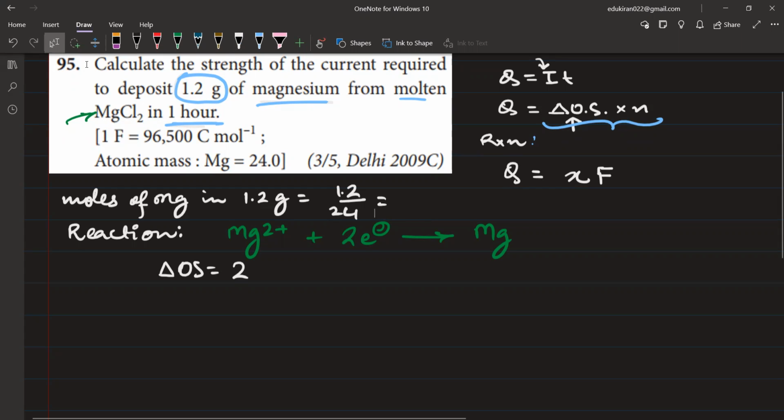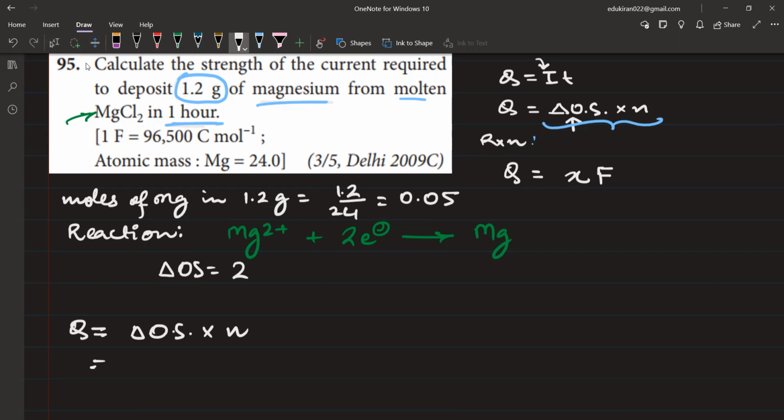It will be 0.05, I think. Yes, sir, right, 1/20. Q is 0.05... 0.1, yes, Q will be 0.1. Delta OS into the number of moles. So delta OS is 2 into 0.05. This will be equal to 0.1.